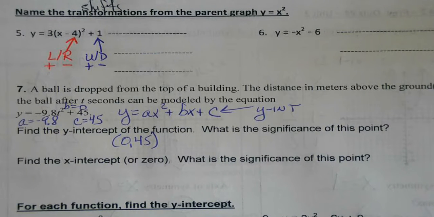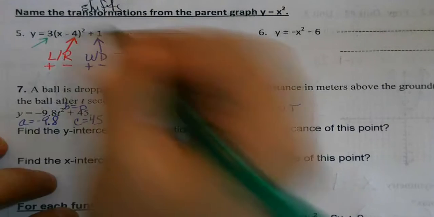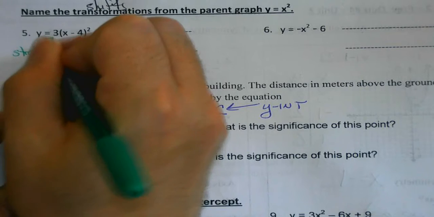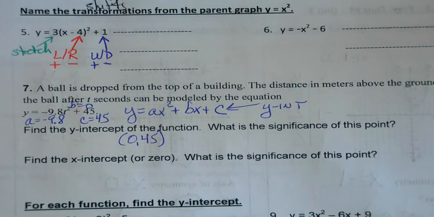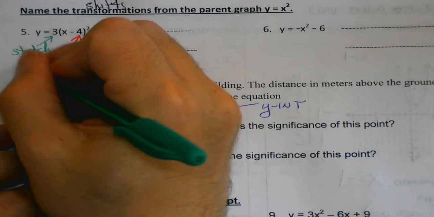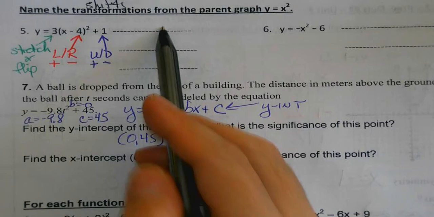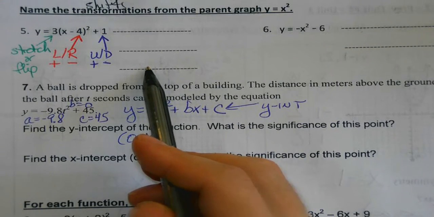And then the last one is if my a value is different, that's what we call a stretch. Is it going to stretch out or is it going to get skinny on me? And if it's negative, it could be a flip, because remember when it was negative, it meant it's opening down. Instead of opening up, we open down. So with all that working, looks like I got three things that are going on this time. So I got three blanks.